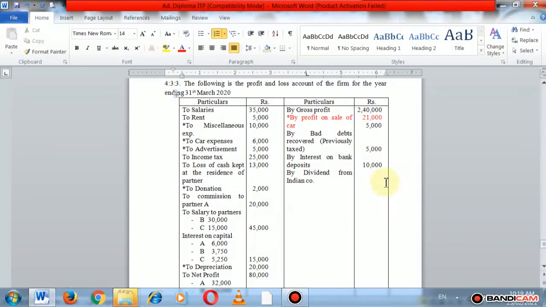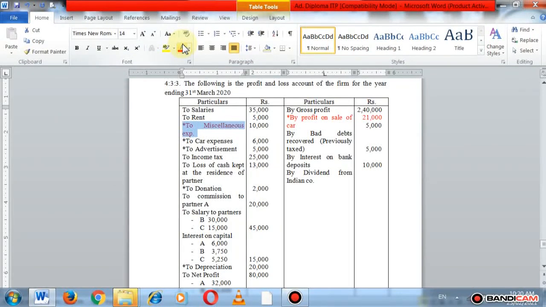Now we read the profit and loss account debit side. Here two salaries. Salary is allowable expenditure. Rent is allowable expenditure here. Miscellaneous expenditure, adjustment is given on miscellaneous expenditure. Adjustment is given on car expenses: 1/3 is used for private purpose and 2/3 is used for business purpose. Adjustment is given on advertisement, that is 2000 included, not related to the business.